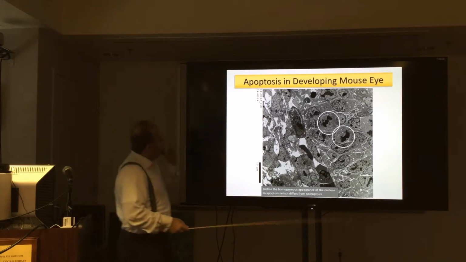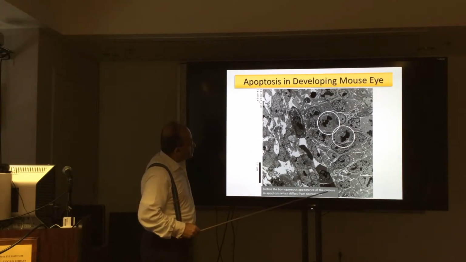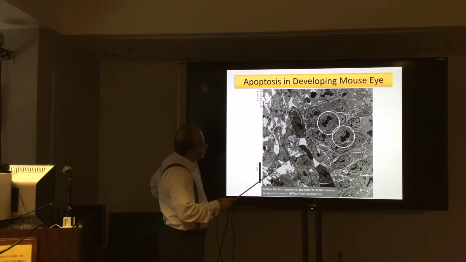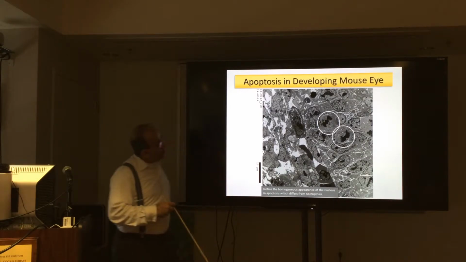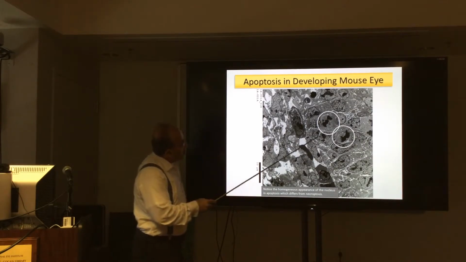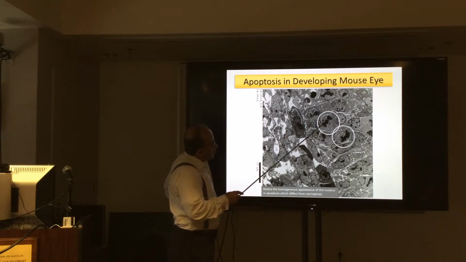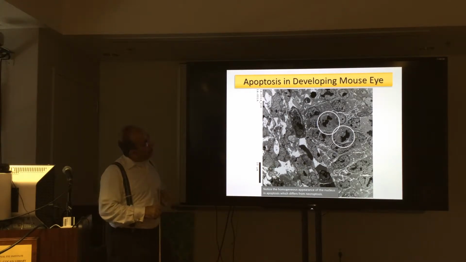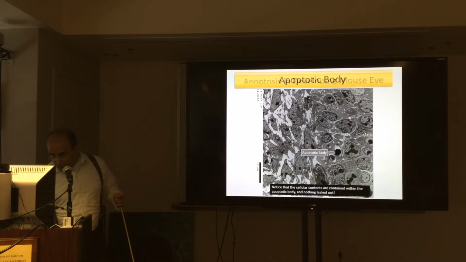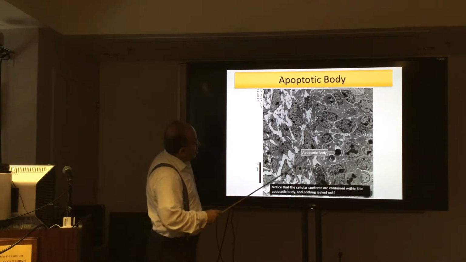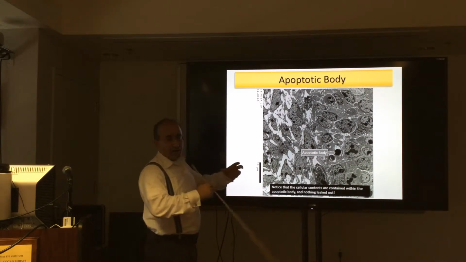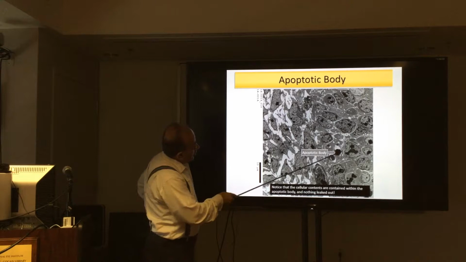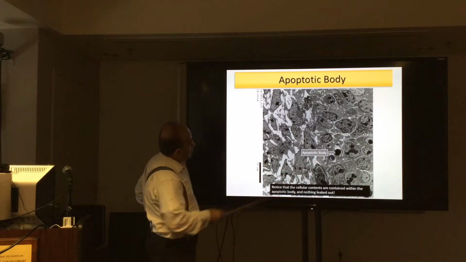So this is the developing eye of a mouse. And, of course, in development, you have apoptosis. And these are two apoptotic cells within the eye of the mouse. And you can see the shrinkage of the nucleus if you compare it to the other cells in the section here. And this is an apoptotic body. So those cells transform basically into this condensed, dark, apoptotic body that you see here.